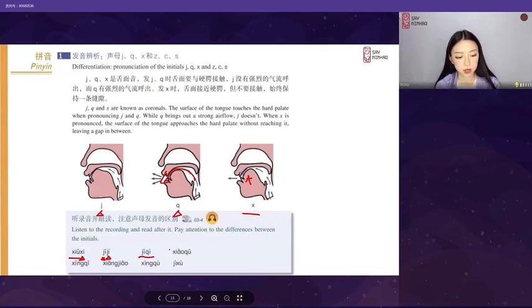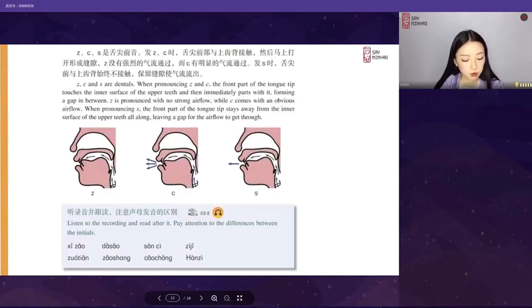Next one is 星期, 星期, it means week. Next one, 香蕉, 香蕉, two first tone words, it means banana. Next one, 兴趣, it means interest. Last one is 继续, 继续 means continue.